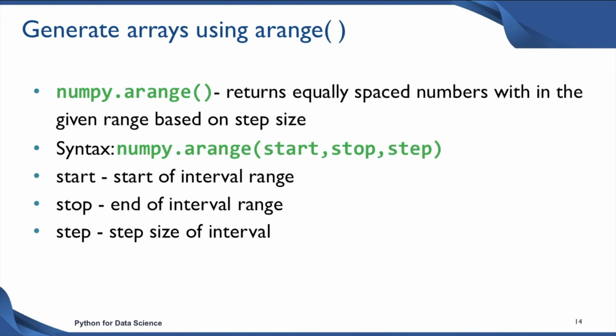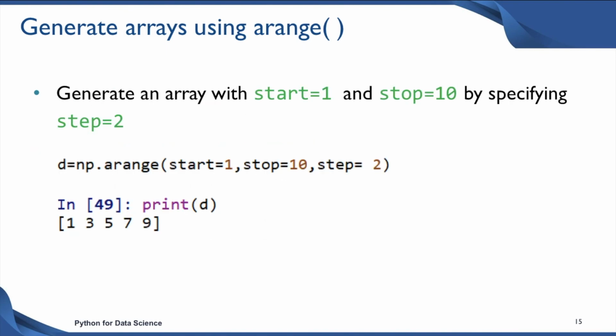Now the next function is your arange function. What does arange do? It returns equally spaced numbers within the given range based on the step size. So it is similar to your linspace, right? Here we wanted to generate an array with a start of 1 and a stop of 10 by specifying your step. So here we could generate equally spaced integer values, but in linspace you were generating floating point values. This is the difference between linspace and arange, right?